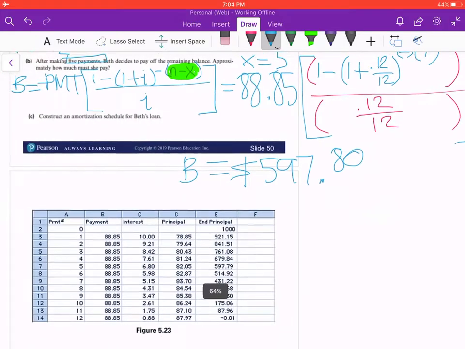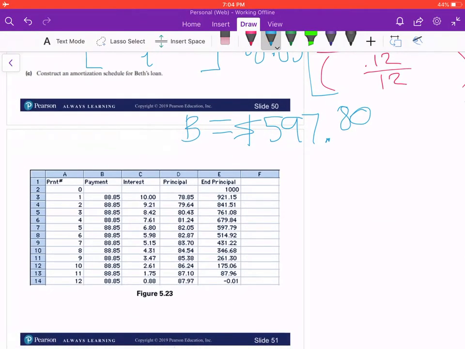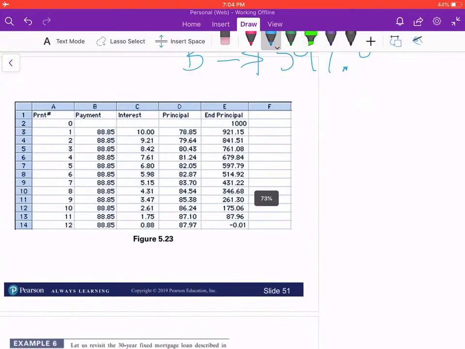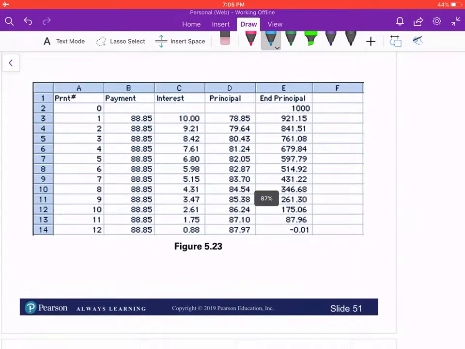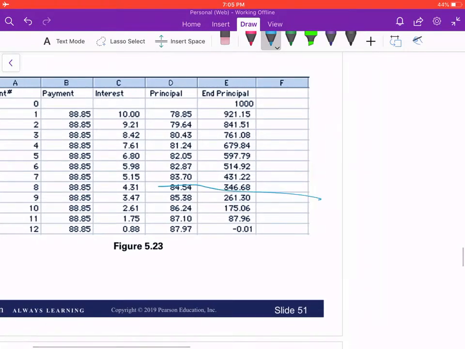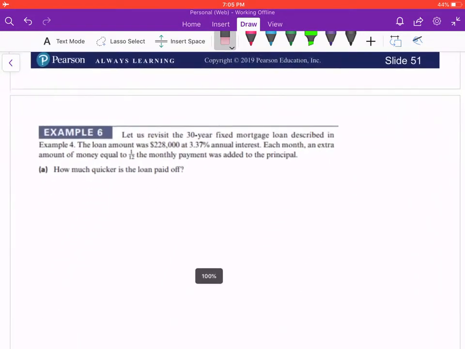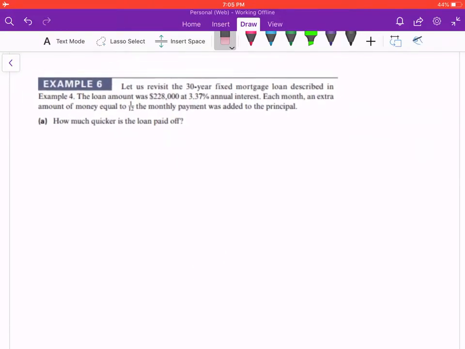For the last part of the question, it says construct an amortization schedule for Beth's loan. That is an example from Excel, and I believe you will need this to answer one of the homework questions from section 5.4. So let's move on to example 6 now.